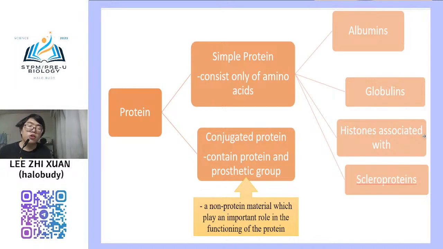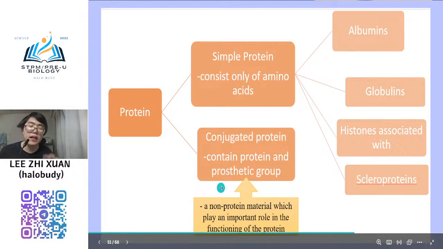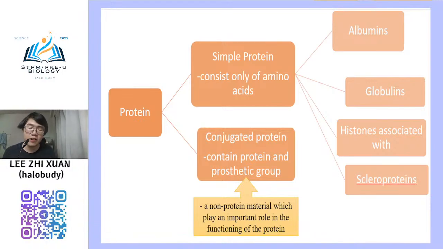Okay, so normally in classification we have two main classifications. Either simple protein or conjugated protein. Simple protein is where your protein only contains amino acid. But conjugated protein contains not only amino acid, but also what we call a prosthetic group, a non-protein material. Any non-protein material. One example is quaternary, hemoglobin.